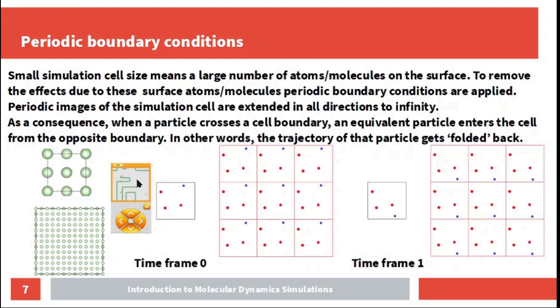So when a particle crosses the boundary and it reappears at the opposite boundary, we can say the trajectory of that particle gets folded back. It is as if it goes out from here, gets folded back, and comes back here. This is a very important aspect of molecular dynamics simulations that we need to keep in mind, and we'll talk a bit more about this later when we talk about post simulation processing.